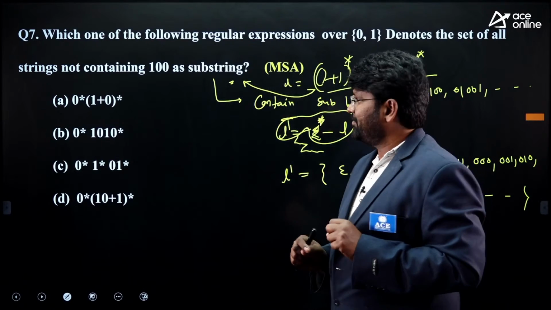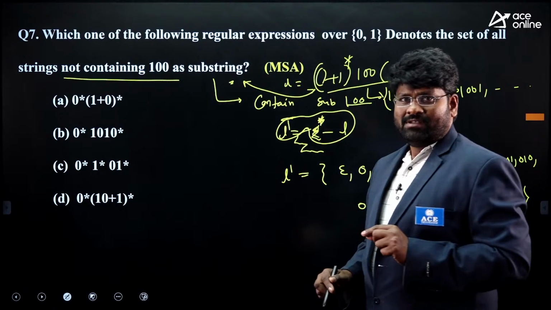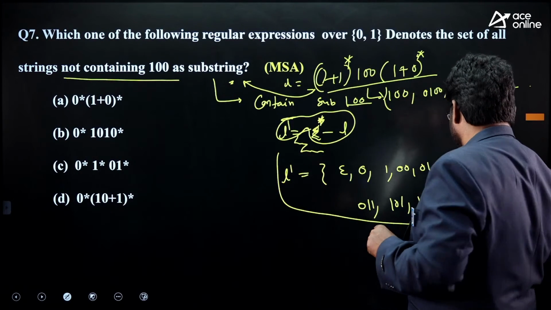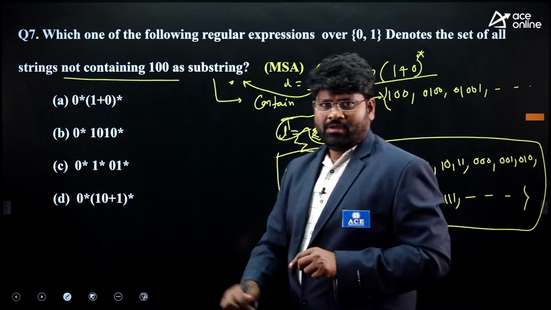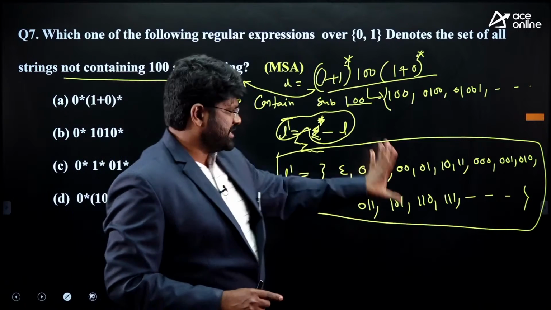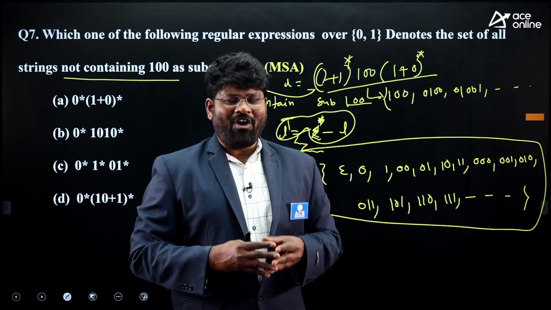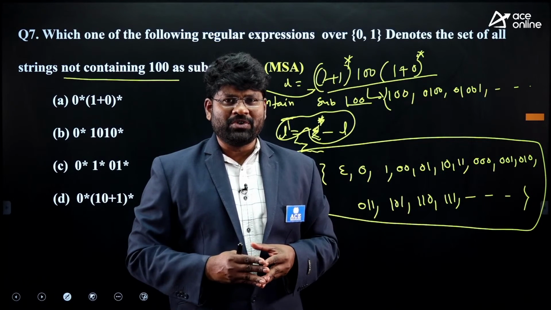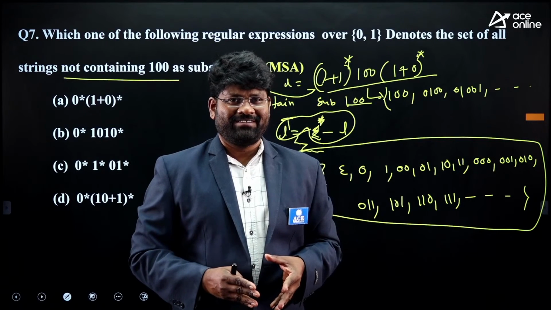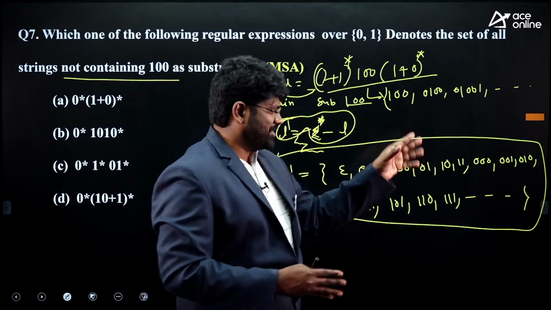What is being asked? What expression can produce these members? You have to find out which expression can produce this. That is the problem statement. We have to determine all the strings which do not have 100 as a substring. They are all strings not having 100.